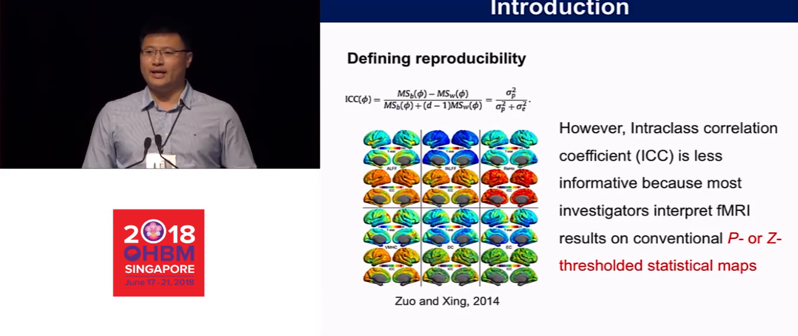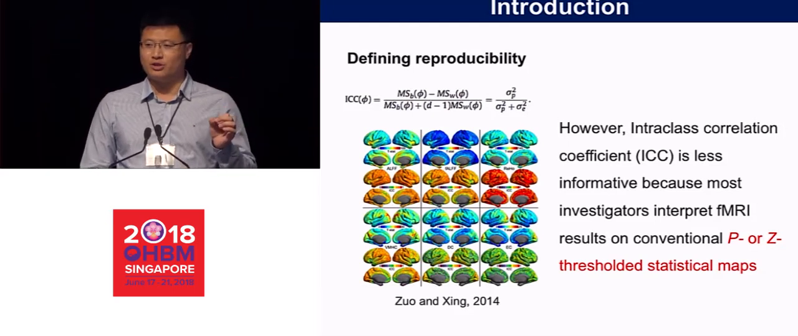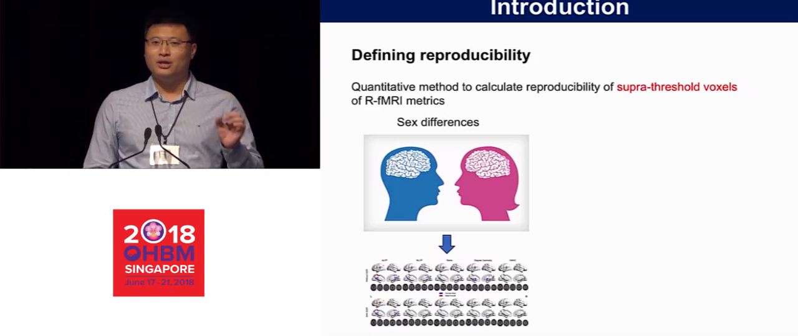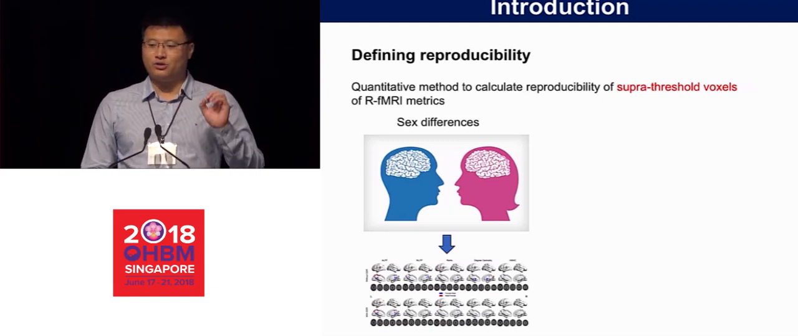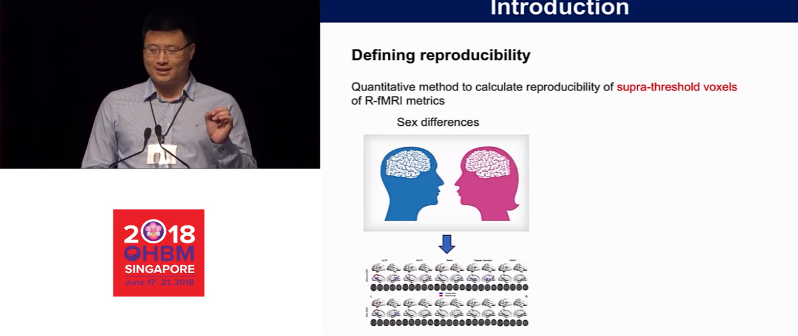However, our daily practice is that if we test some effect and have significant results, we do multiple comparison correction, we have some blobs, and we say these blobs correspond to this brain function, or these blobs have abnormal activity in the patients. For these supra-threshold voxels, we should find some way to define reproducibility. For example, when we talk about sex differences, we have the voxels showing sex differences, and how reproducible are they in another scanning time, or in another data set?